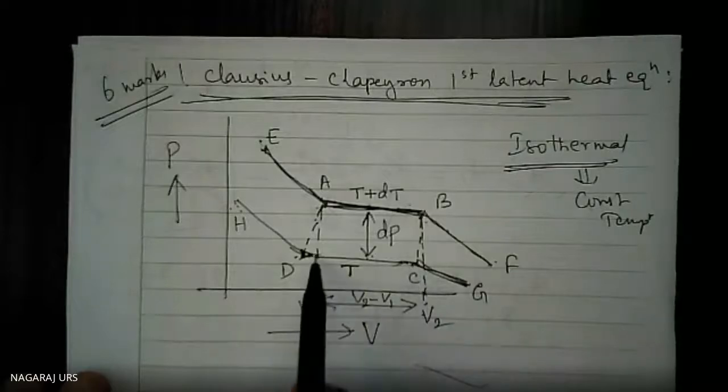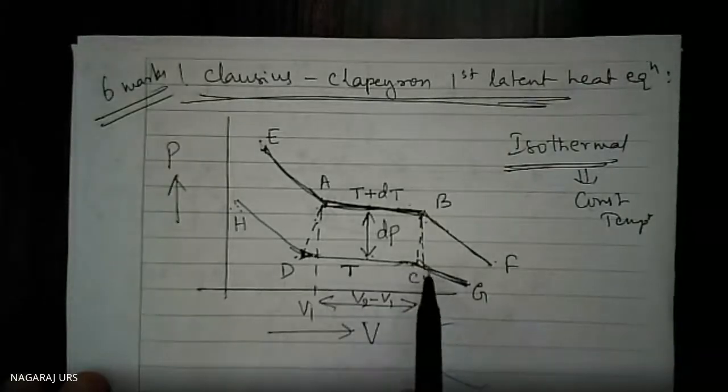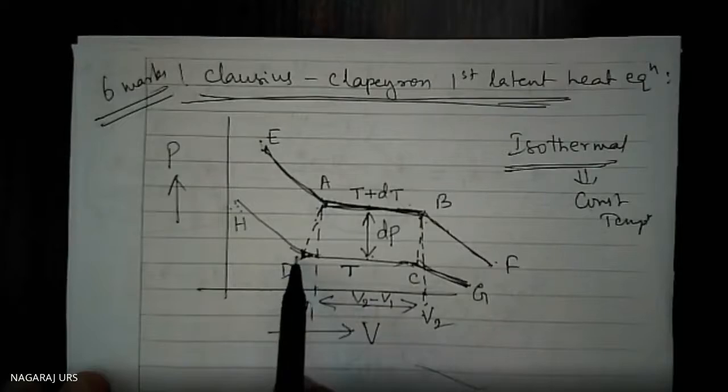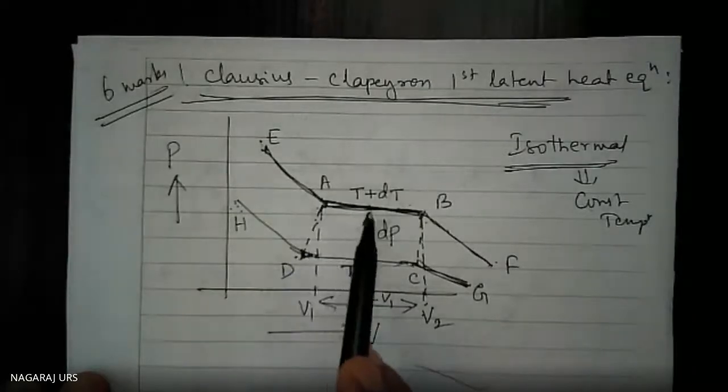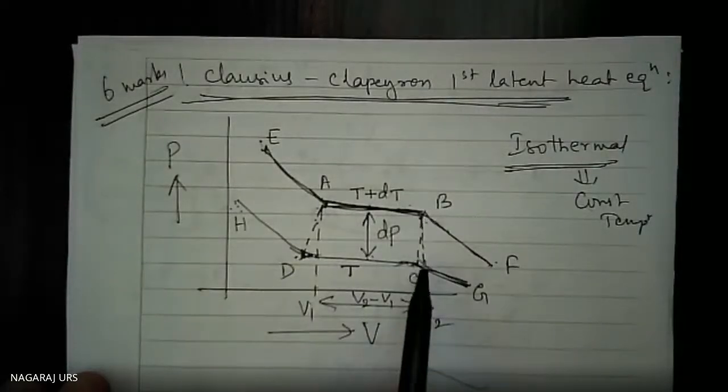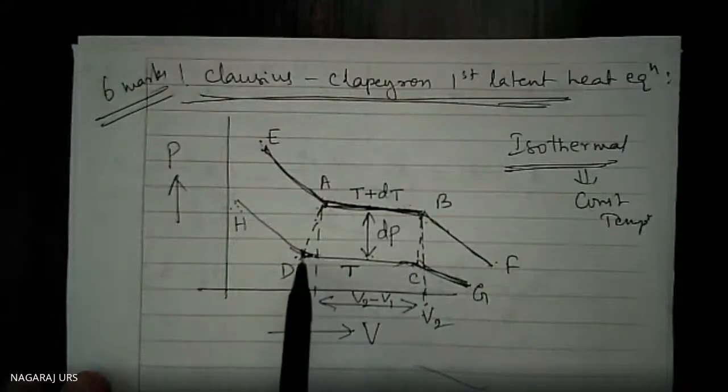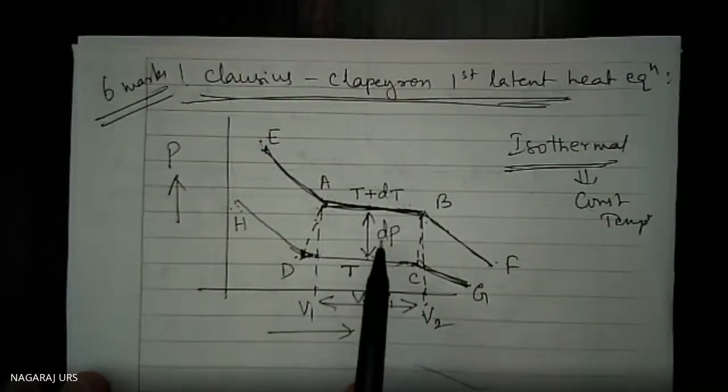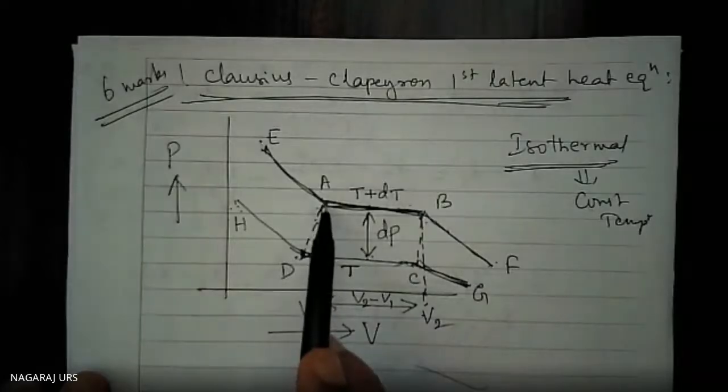From C to D, here it is a vapor, now it is converting back in the form of liquid. Liquid to vapor, again it is vapor only. Vapor to liquid it is converting. Again we are increasing the pressure, a small increase in the pressure reaches to A point.